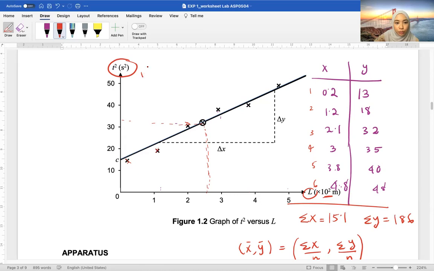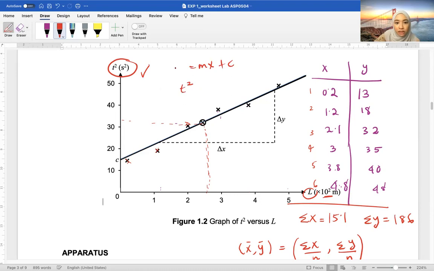So T square ni boleh asalkan it gives me a straight line graph. It gives me the relationship dalam bentuk yang linear. So saya boleh y equals to mx plus c, it can be applied for this graph. So your y becomes T squared.